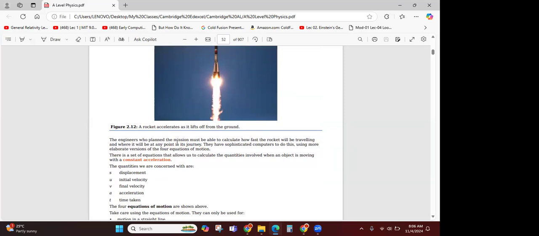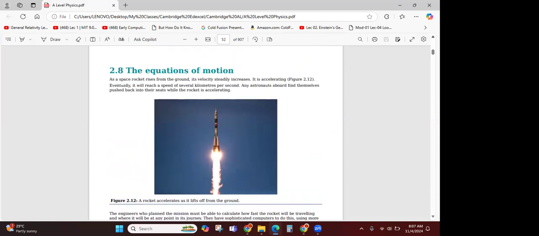The engineers who plan the mission must be able to calculate how fast the rocket will be traveling and where it will be at any point in its journey. They have sophisticated computers to do this, using more elaborate versions of the four equations of motion. There is a set of equations that allows us to calculate the quantities involved when an object is moving with a constant acceleration. Okay, so starting with the topic, write down the topic, the equations of motion.